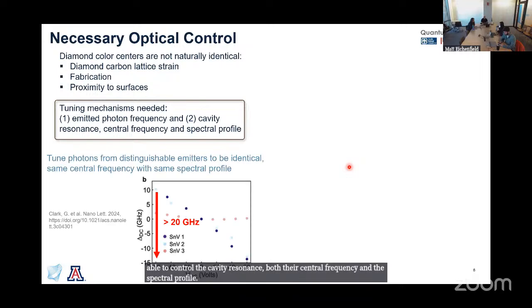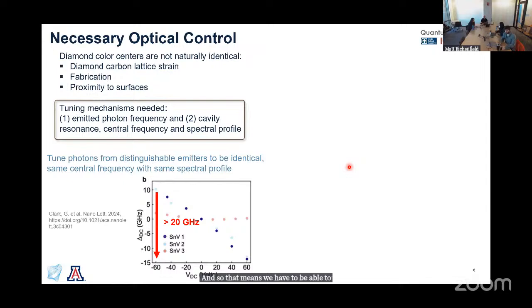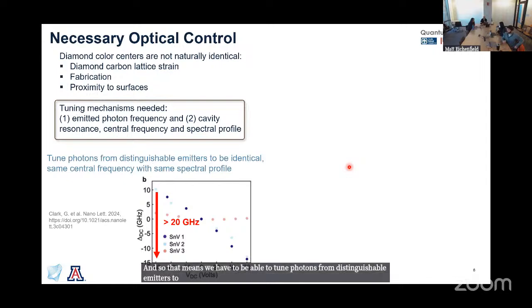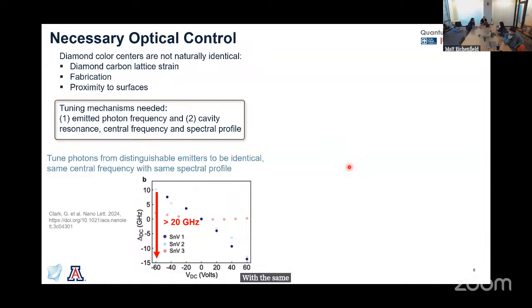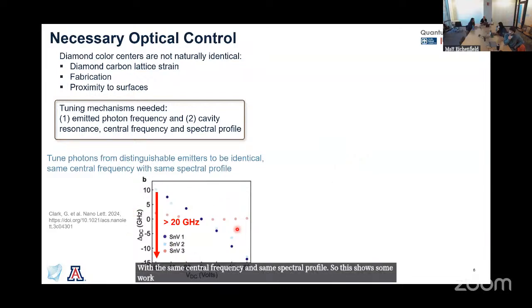That means we have to be able to tune photons from distinguishable emitters to be identical in order to interfere them, with the same central frequency and same spectral profile. This shows some work from some of our collaborators who were able to demonstrate strain tuning of, in this case, a twin vacancy center by over 20 gigahertz.